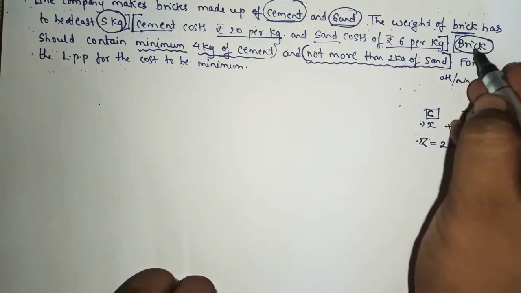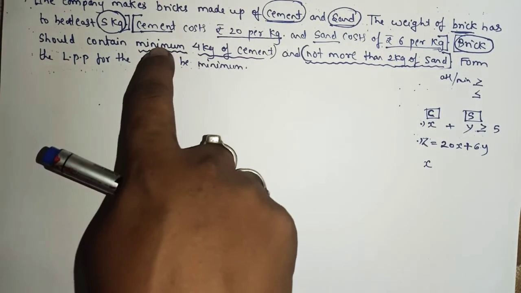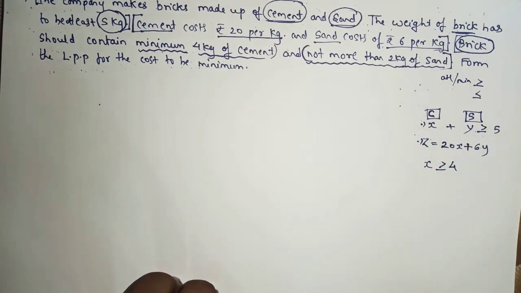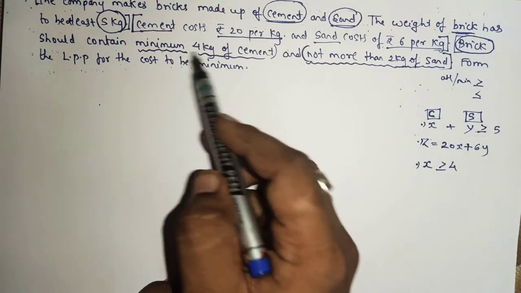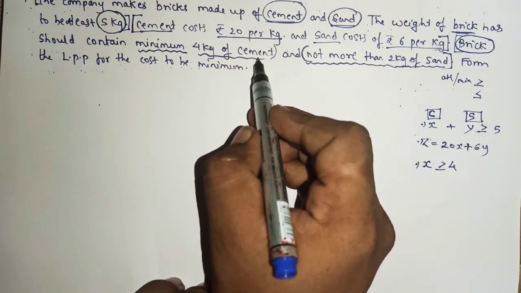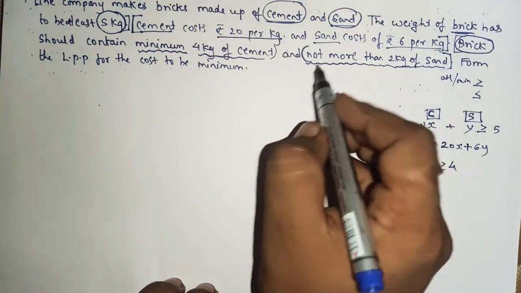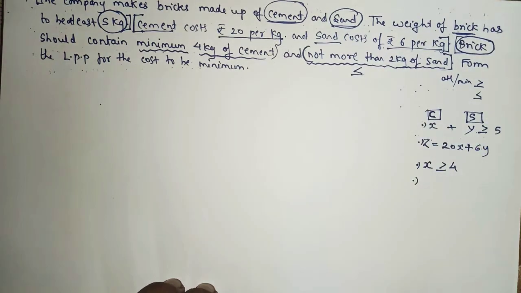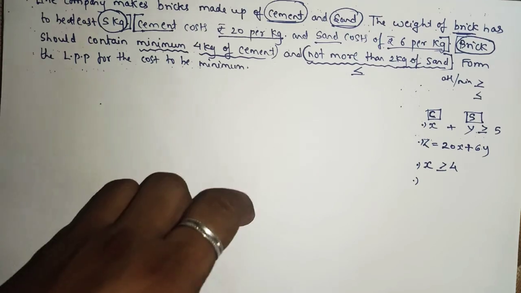Now as the brick is made up of two things, cement and sand, the cement should contain minimum 4 kg. Minimum means greater than or equal to. For cement we took X, so X is greater than or equal to 4. And in the second section it says not more than 2 kg of sand. Not more than means less than or equal to. Not more than 2 kg of sand means Y is less than or equal to 2.